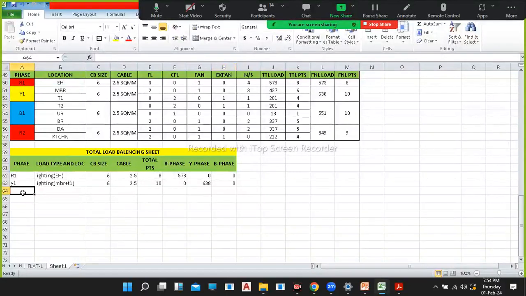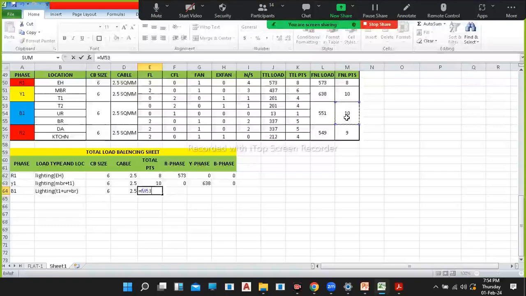Then again B1 was also occupied. B1 is occupied, and which kind of load? Same lighting, and it has gone to which room? It has gone to T1 utility bedroom. T1 plus UR plus BR bedroom. Then T2, same 6, 2.5. And the number of points done here is 10 points, and the load has to be represented in B phase.